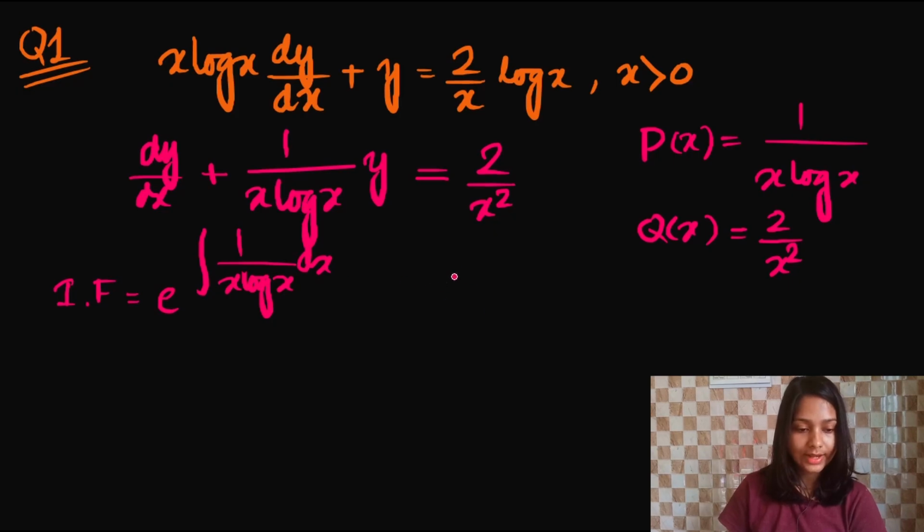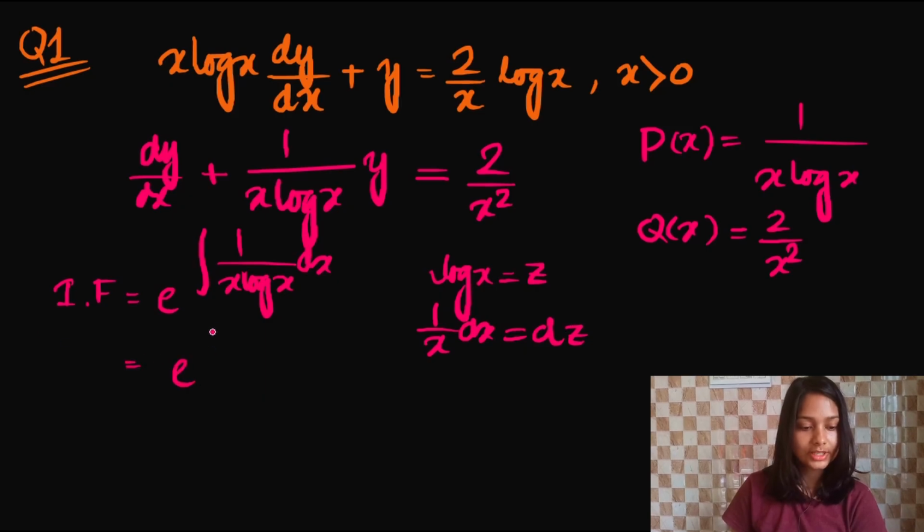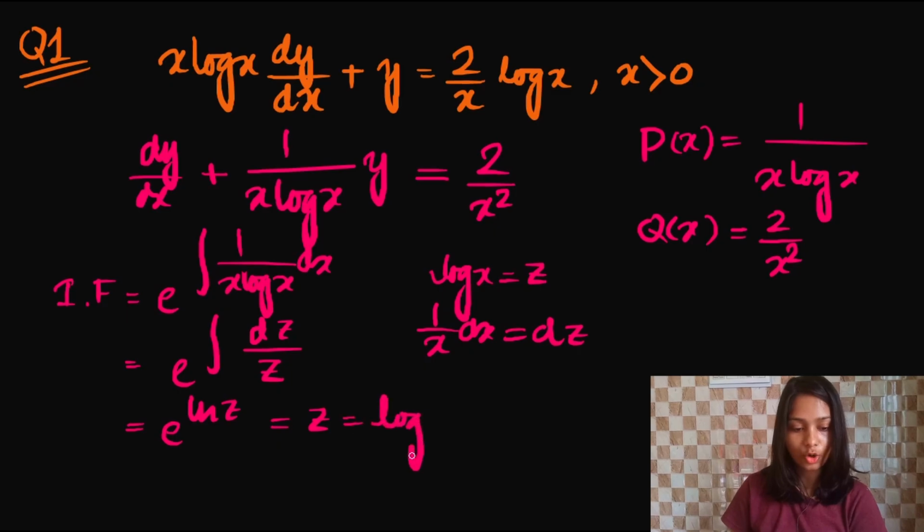We can do it like this. If we substitute log x by z, it will give 1 by x dx equals dz. So e power integration, dx by x will become dz, and 1 by log x will become 1 by z. So it will be like this, and e power ln z will give z. This means log x. So in this case, log x is the integrating factor.